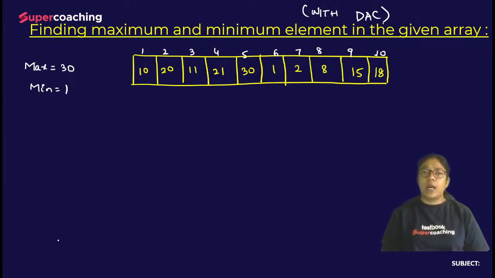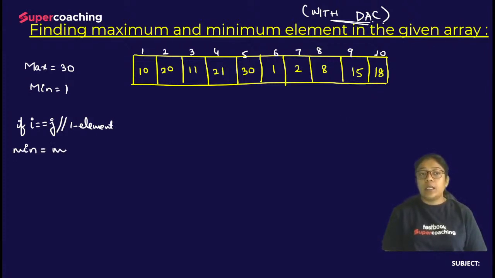Termination condition will be: if you have only one element, that will be returned as it is. So minimum element will be that and maximum element will be that. What I'm saying is, because we have to write the termination conditions also, because here we are talking about divide and conquer (DAC). So if i is equal to j, that means there is only one element. If there is only one element, then the minimum will also be the same. min will be equal to max equal to a of i.